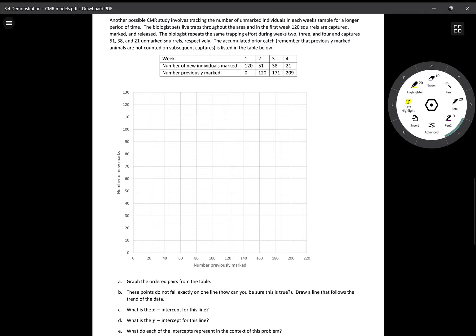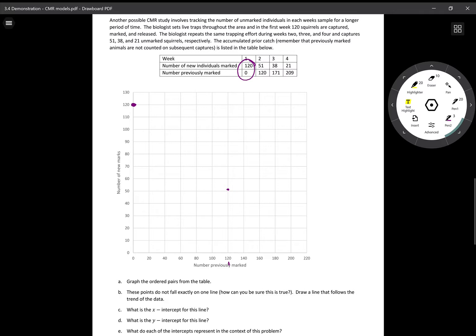So previously marked, when there were 0 marked, we captured and marked 120. So we have that same piece of starting information. After that, we had 120 marked squirrels. We went out and we captured, and I don't even actually have the information here about how many were captured because we don't need it for this one. 51 of them were not marked. So we captured 51 squirrels that we hadn't before, and we added a mark to them.